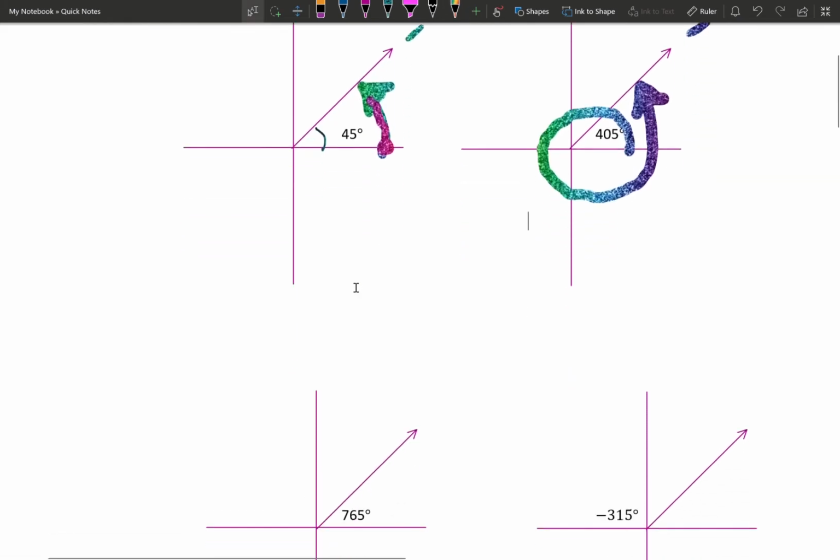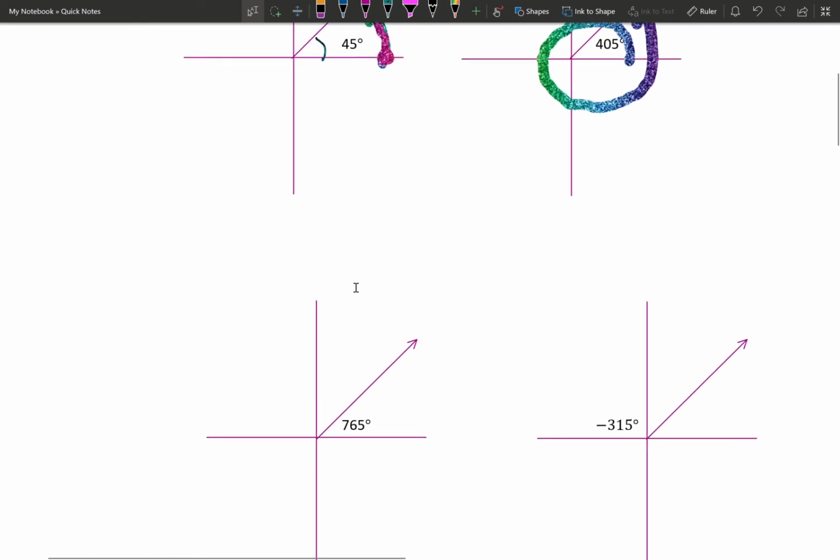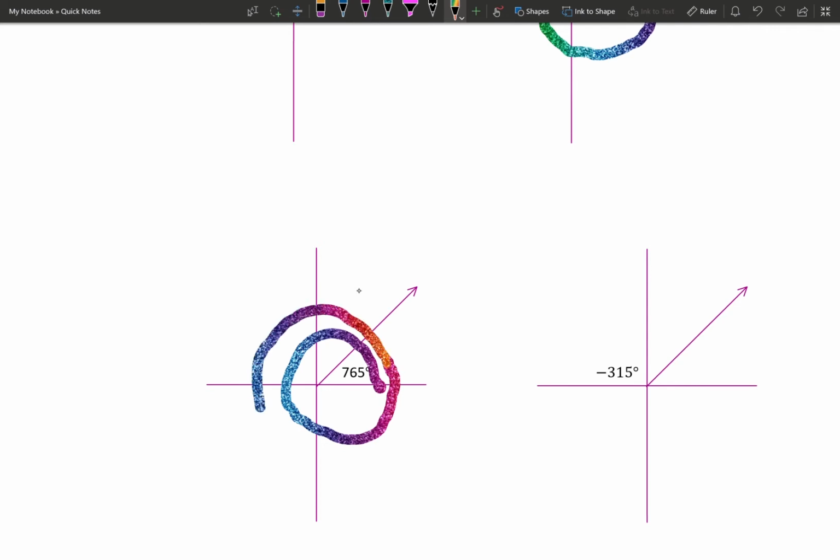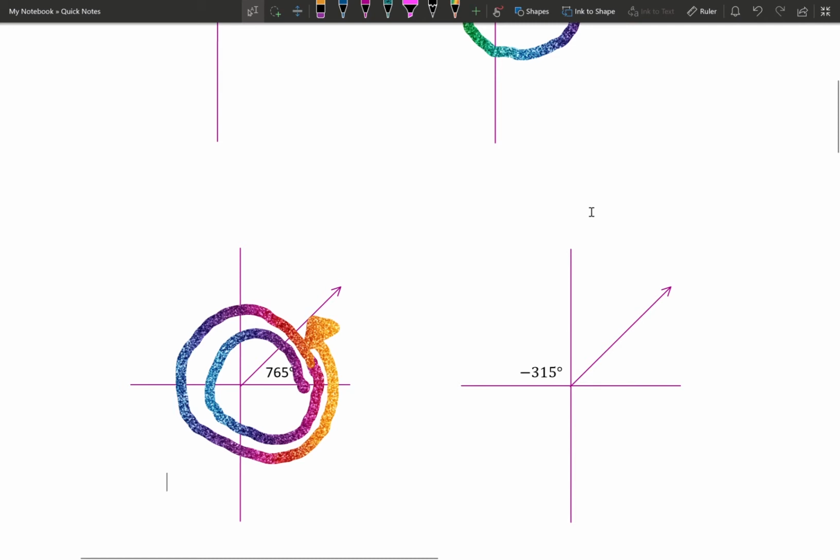All right, so let's look at another one. This guy says he traveled 765 degrees. So what does that mean? He started at the x-axis. He made one full revolution of 360 degrees, and then he made another rotation of 360 degrees before he went up an extra 45 degrees again. So what's 360 plus 360 plus 45 degrees? Well, it's 765 degrees.